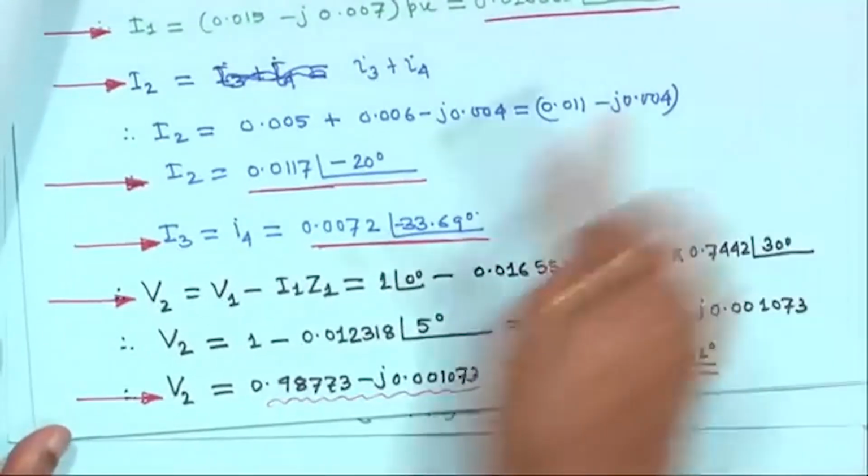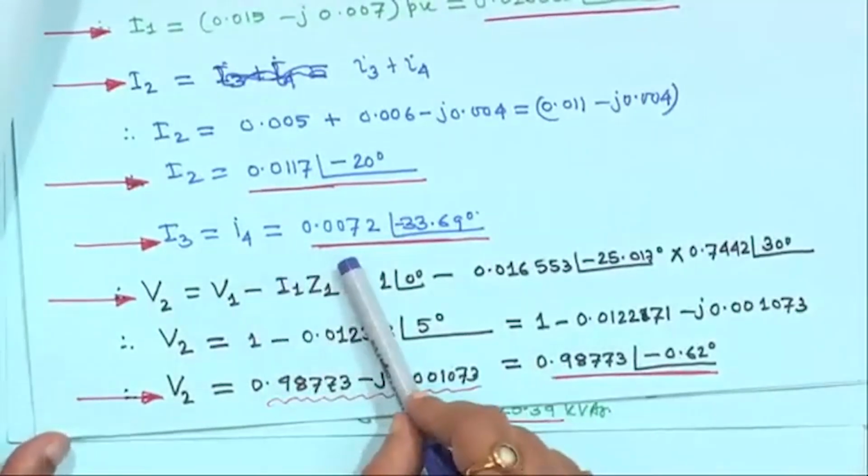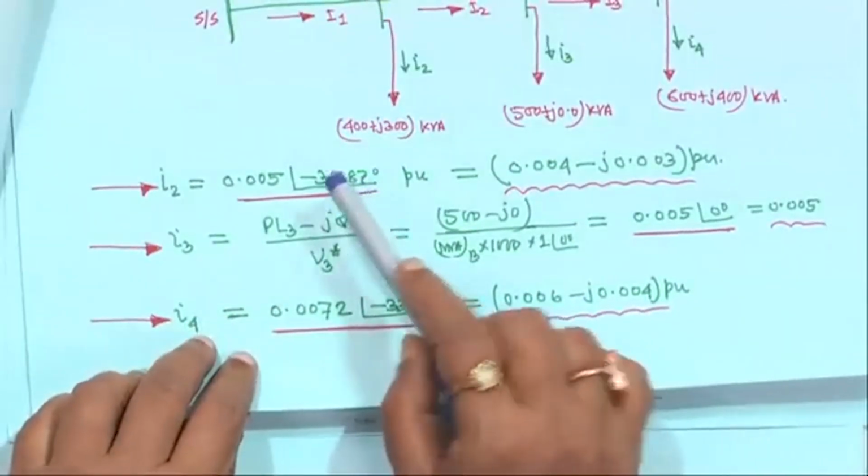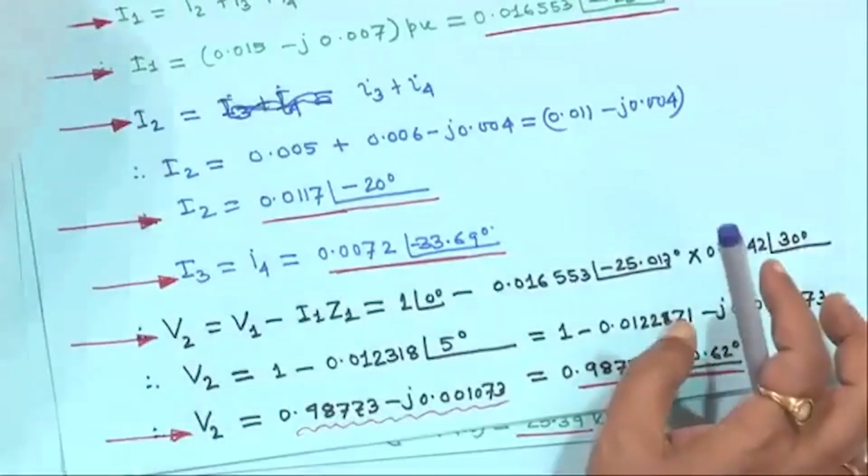Up to this, all the branch currents are computed. This is the first iteration. I am not writing an iteration number here; when the second iteration comes I will do that, but these are all first iteration.